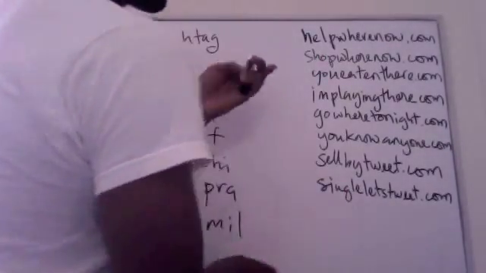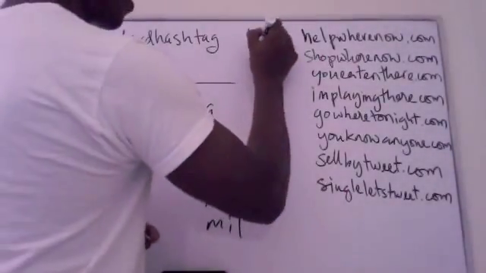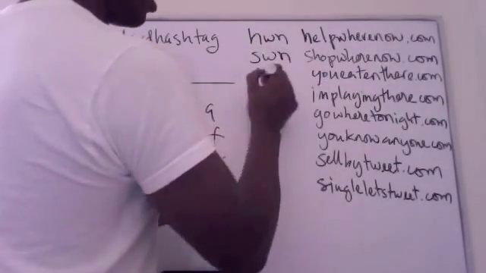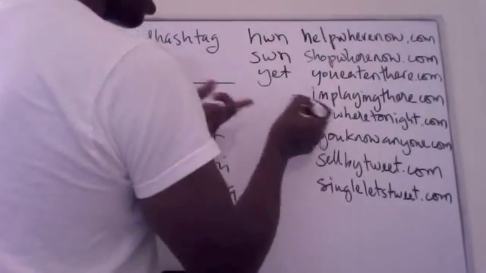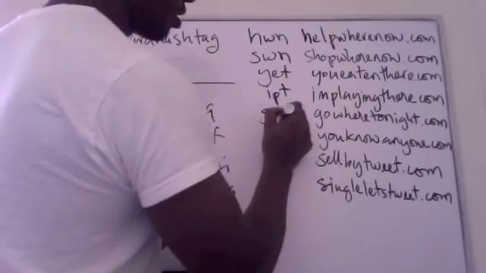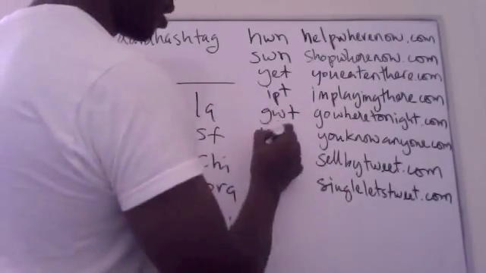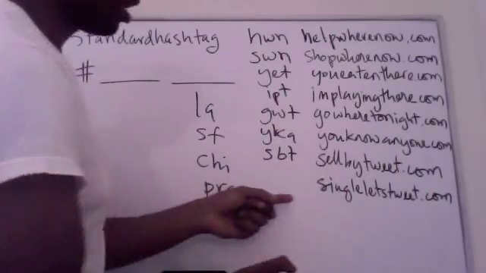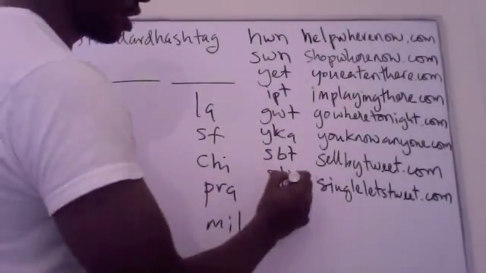So the different sites on here are Helpware Now, the abbreviation of that is HWN, Shopware Now, SWN, You Eaten There, YET, I'm Playing There is IPT, Go Where Tonight is GWT, You Know Anyone is YKA, Sell by Tweet is SBT, and Single Let's Tweet is SLT.